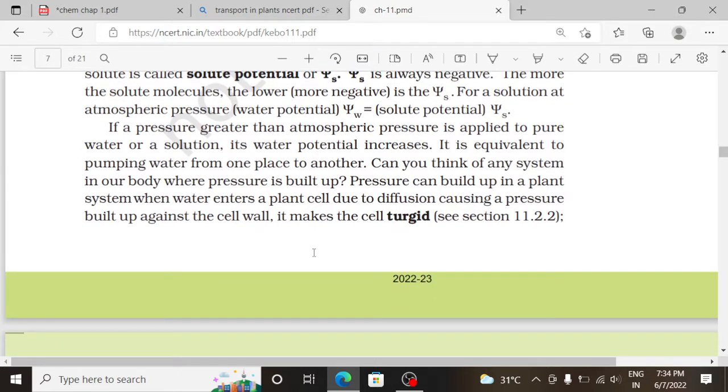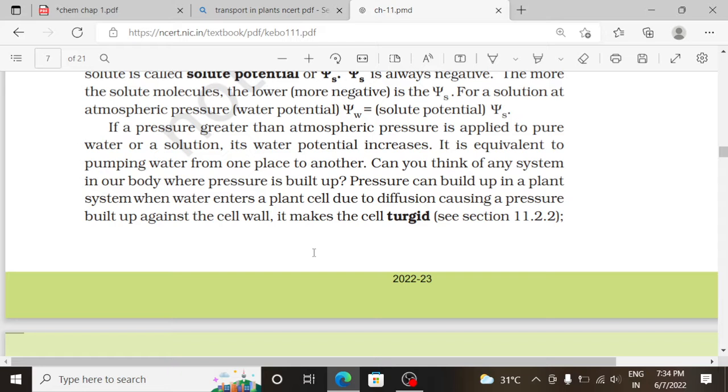If a pressure greater than atmospheric pressure is applied to pure water or a solution, its water potential increases. It is equivalent to pumping water from one place to another. Can you think of any system in our body where pressure is built up?